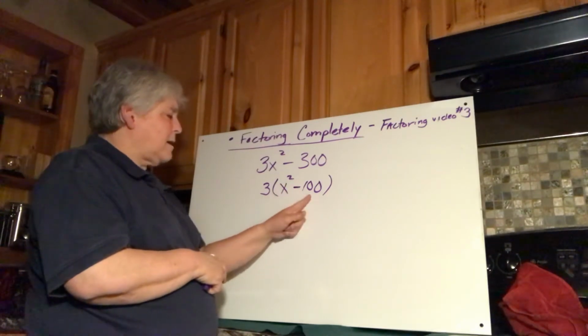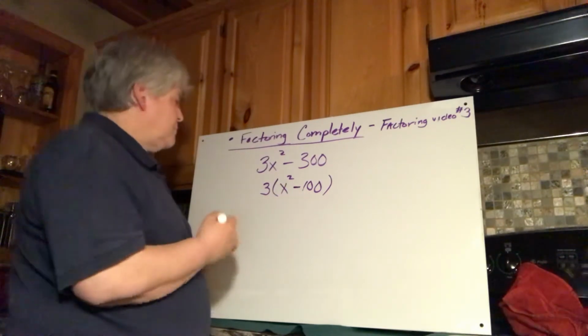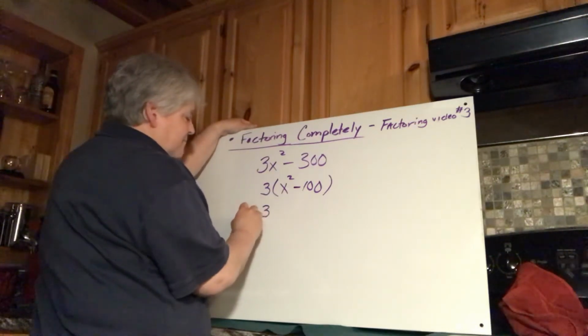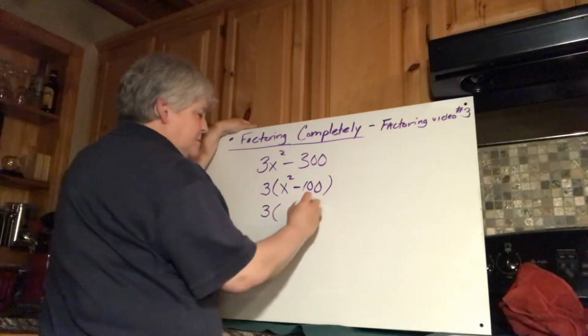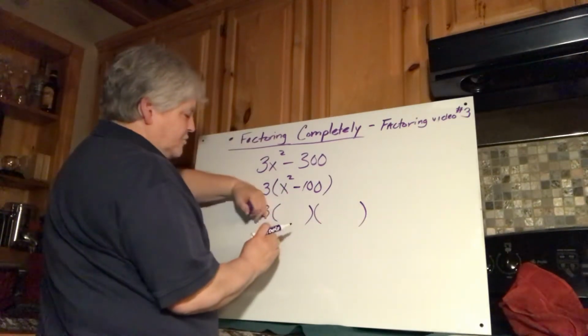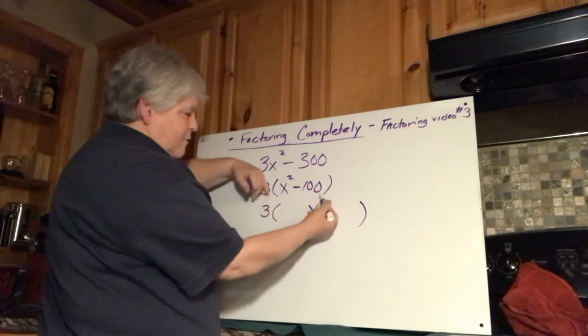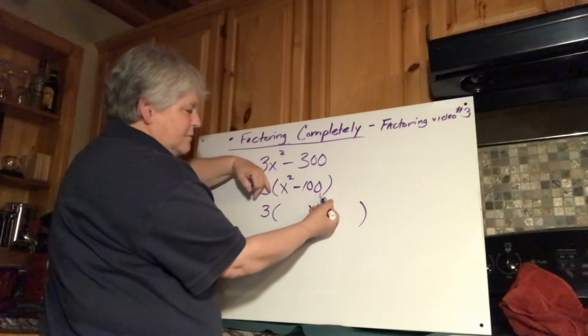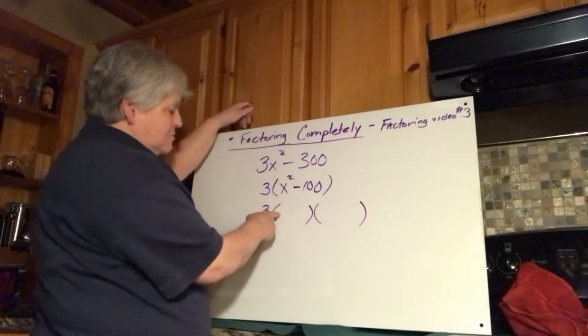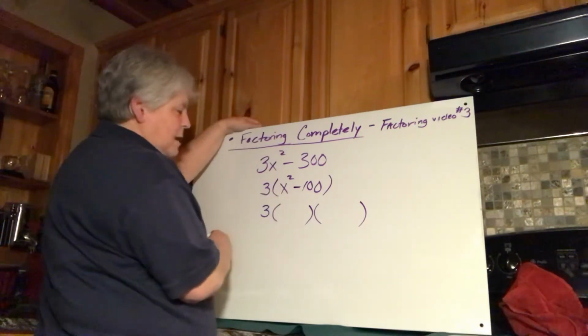of 2 squares. So the 3 isn't going anywhere, but I'm finding a better way to write x squared minus 100. So I'm not looking at the 3 and I'm focusing on this and rewriting this in a more factored form. So what times itself gives me x squared?